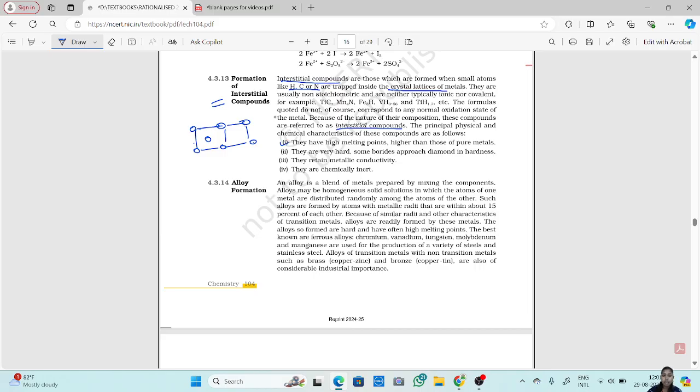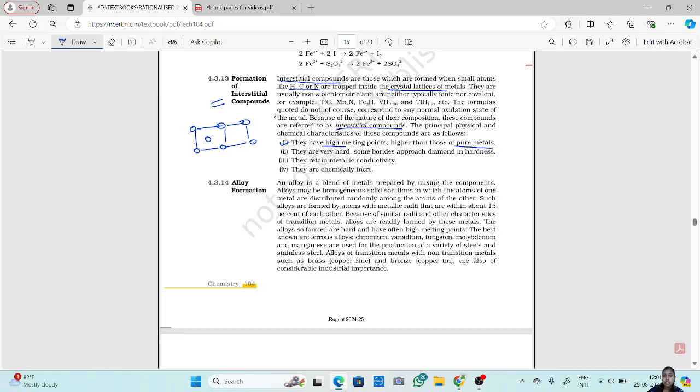First, they have high melting points, higher than those of the pure metals. So if you have an interstitial compound, it will have a higher melting point than the pure metals. Pure metals will melt easily compared to the interstitial compounds. Now, they are very hard.